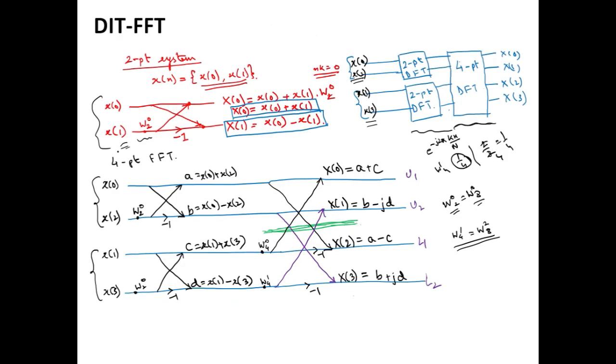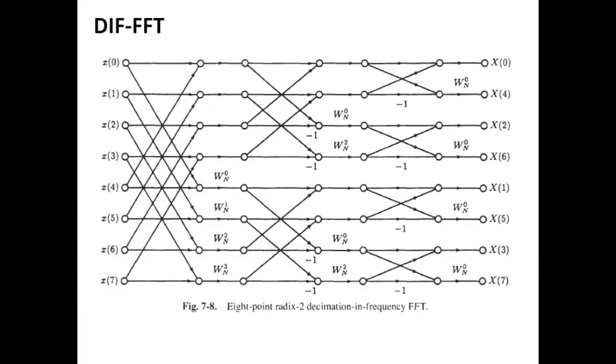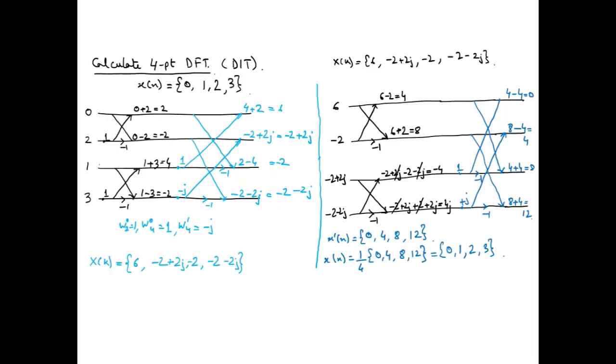So if you see here, this is a 4-point FFT. Input is in the reverse order and we will get output in the natural order. Let's look into this example. So see 0, 1, 2, 3. So 0, 2, 1, 3. So this is the input, in the bit reversed order. Okay. And our output is in the normal order. See, 6, minus 2 plus 2j, minus 2, minus 2 minus 2j. Okay.